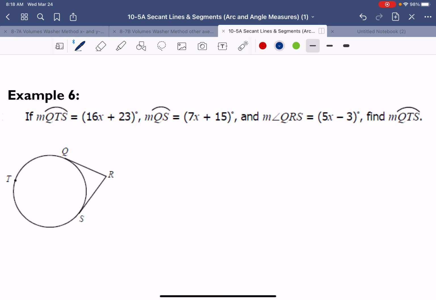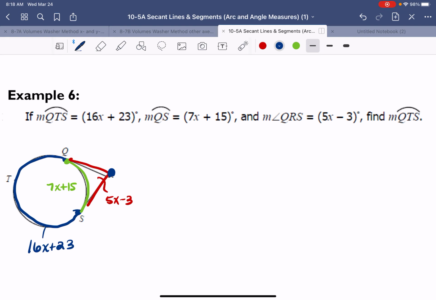So they tell us that the measure of arc QTS, so this whole arc right there, that was poorly drawn. Let me try again. That's still kind of crooked, but that's fine. I'll live with myself. This is 16x plus 23. And then the measure of arc QS, so from Q to S, has a measure of 7x plus 15. And then finally, the last bit of information that they gave us is that angle QRS is 5x minus 3.